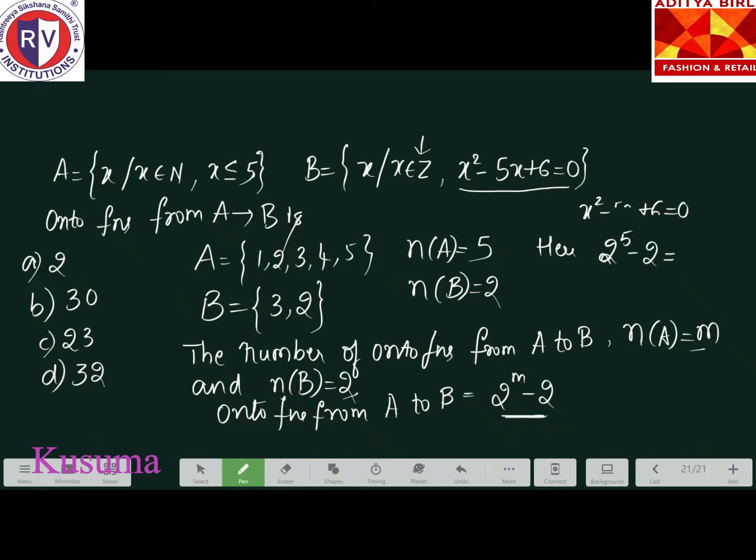Okay, 2 to the power of 5. What is the value of 2 to the power of 5? 32. Yes. So 32 minus 2, that is 30, right? So the number of onto functions that can be defined from A to B here is 30, which is your option B. Look at the next question.